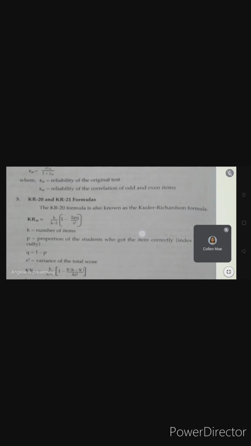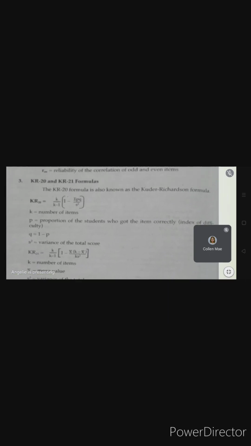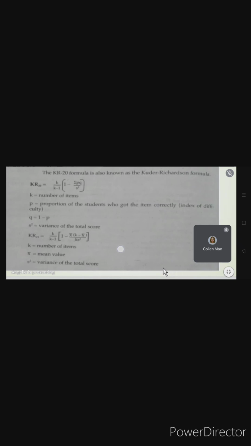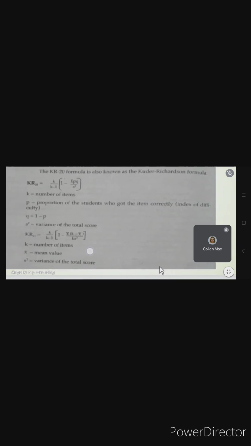So the KR20 and KR21 formulas. The KR20 formula is also known as the Kuder-Richardson formula. KR20 is equal to K over K minus 1, times 1 minus the summation of PQ over S squared. K here is the number of items. P is the proportion of students who got the item correctly, the index of difficulty. Q is 1 minus P. S squared is the variance of the total score.